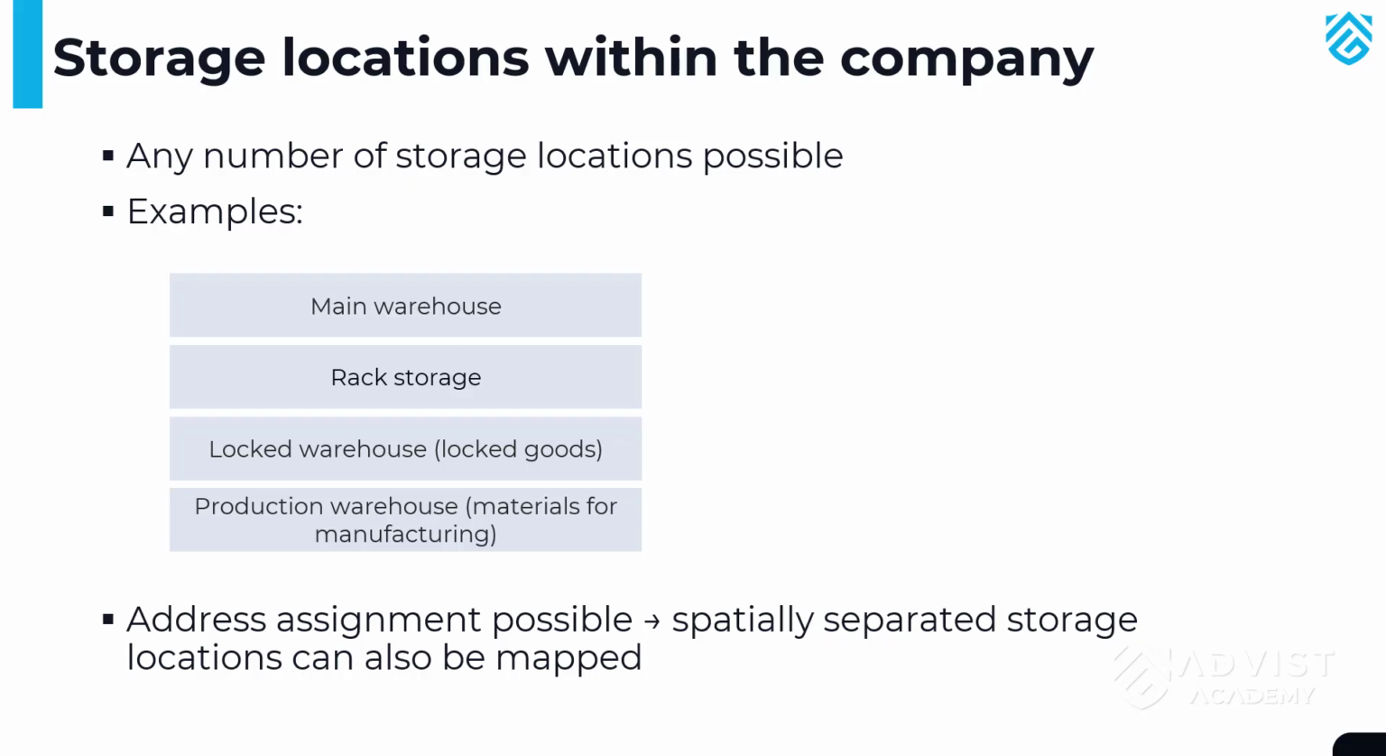Typical examples of storage locations are a main warehouse, a rack warehouse, a restricted goods warehouse for restricted goods, or a production warehouse for materials that are needed directly in production. Storage locations can be assigned addresses. This allows locations that are physically separated from each other to be mapped, so that a storage location does not necessarily have to be located in the same plant building.